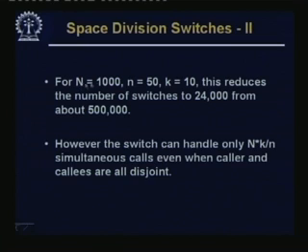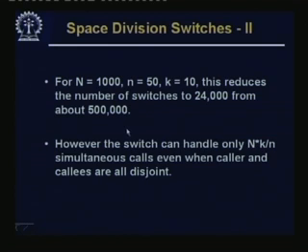Now, if you take the general case for N equal to 1000, small n equal to 50, k equal to 10, this reduces the number of switches to 24,000 from about 500,000. Because 1000 into 1000 divided by 2 is 500,000, that is the number of switching elements you would require for a simple crossbar kind of switch, whereas by breaking it up into 3 stages in this fashion, taking this particular value of n and k, namely 50 and 10, we reduce the number of switches to 24,000. However, the switch can handle only n star k by n.